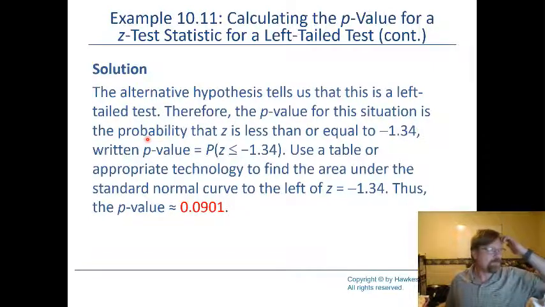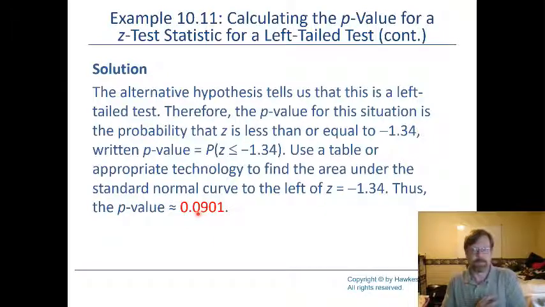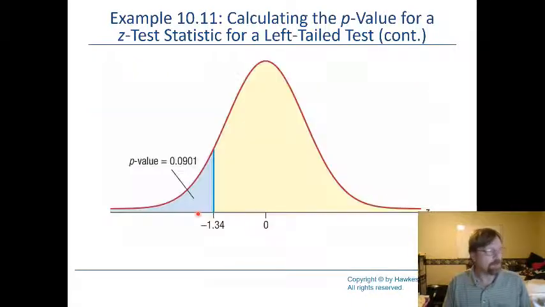You can look that up in the tables. Negative 1.34 finds that the p-value associated with negative 1.34 is approximately 0.0901. Like so. That's the area under the curve to the left of negative 1.34.